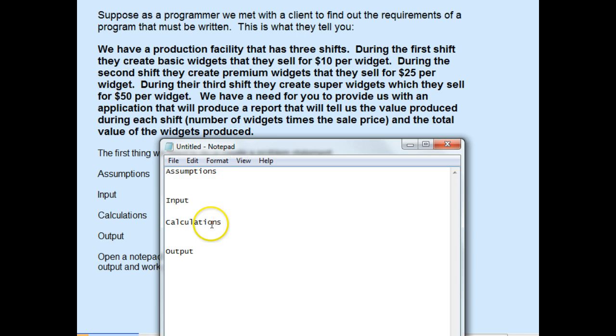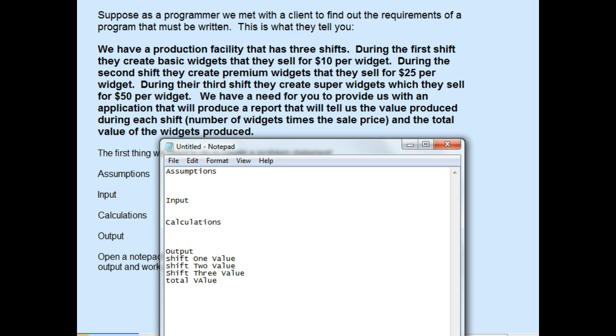widgets is. So the first thing we're going to do is start with the output, and what do they want out? They want the value of shift 1, so we'll say shift 1 value, and then shift 2 value, then shift 3 value. So they want those three things first, and then they want the total value. So we'll put down here total value.